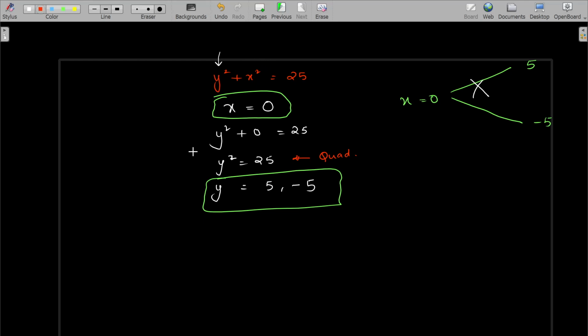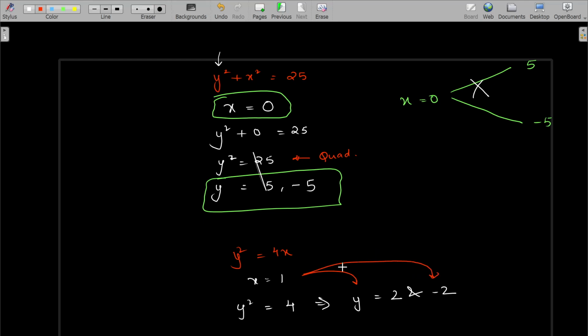Even if you take, let's say, y square is equal to 4x, and now if you take x is equal to 1, you get y square is equal to 4. This gives us y is equal to 2 and negative 2. So again, one x value is getting mapped to two different y values, right? So this is not a function. Just remember this: if one x value gets mapped to two different y values, then that relation will not be a function.